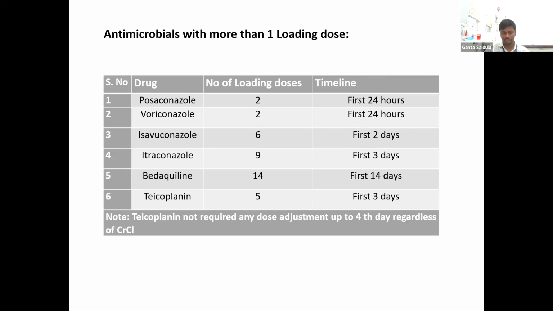As soon as possible. And teicoplanin does not require any dose adjustment up to the 4th day, regardless of creatinine clearance. Sometimes they feel that the patient has AKI, so they give the first dose perfectly, like voriconazole 200 and posaconazole 300, but for the next dose, because the patient has AKI, they adjust the dose. No, the loading dose is not meant for adjustment of doses. We are going to discuss this in detail. So we have to count how many loading doses are prescribed and how many are given to the patient, regardless of organ dysfunction.